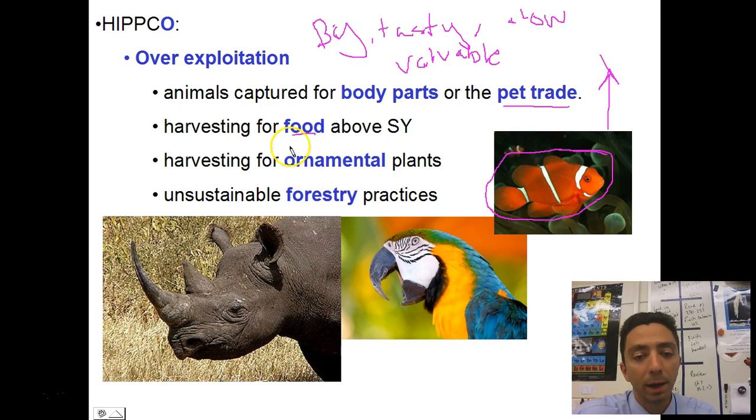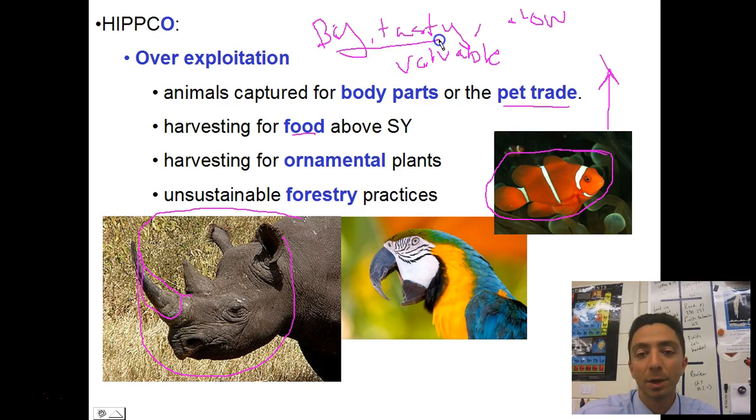Food and other valuable parts, right? Our rhino friends we saw at White Oak, the valuable part here being the horn, that makes them a target for poaching. Other things, ornamental plants. Some people will take plants from the wild because they want them around their house or they want them planted in their garden, and that's considered over-exploitation.